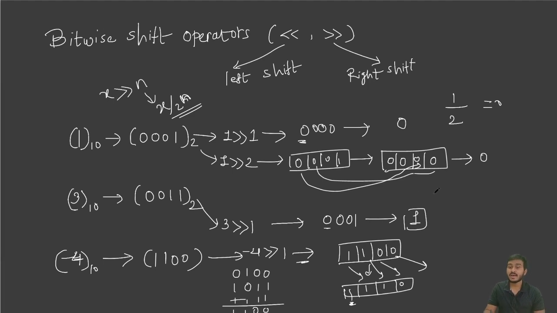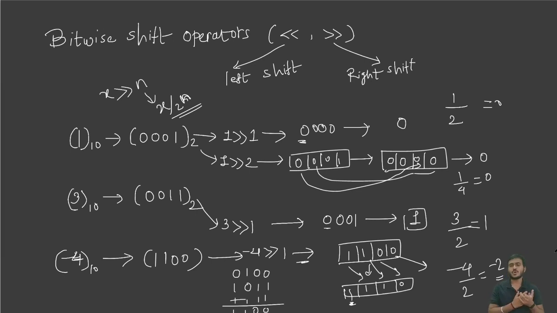Similarly, when you write 1 right shift by 2, that basically means 1 divided by 4, and the answer is 0. When you write 3 right shift by 1, it is nothing but 3 divided by 2, because 2 raised to 1, as we are right shifting by 1 position. So 3 divided by 2 is nothing but 1. And similarly, in case of minus 4, when you right shift it by 1, the answer is minus 4 divided by 2, which is nothing but minus 2. I hope you are very clear with the generalized formula for the right shift operator.